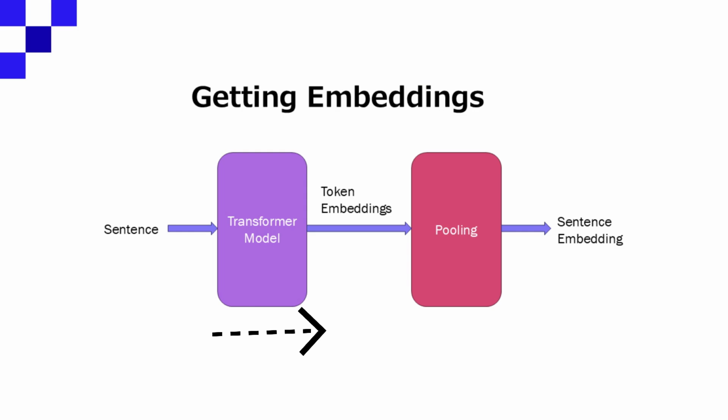To get the embeddings, each sentence is passed through a transformer model. That model generates embeddings for each token available in that sentence, and then embeddings of all the tokens are passed to a pooling layer. Then the pooling layer generates a single embedding for the entire sentence based on the token embeddings. One of the examples for the pooling layer is average pooling.